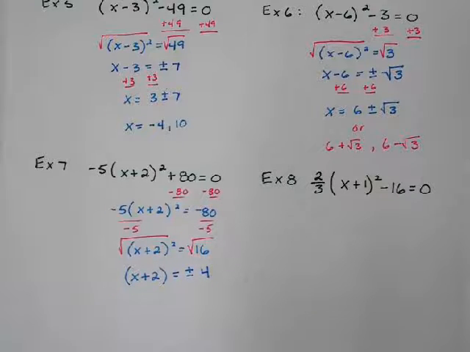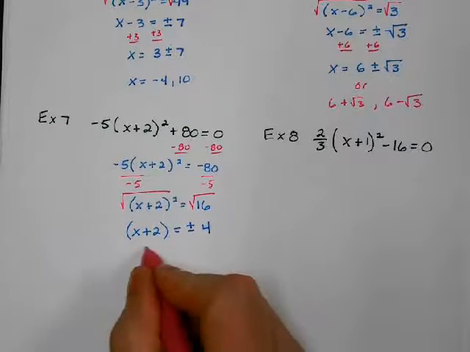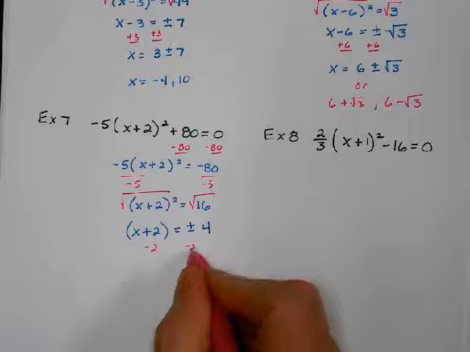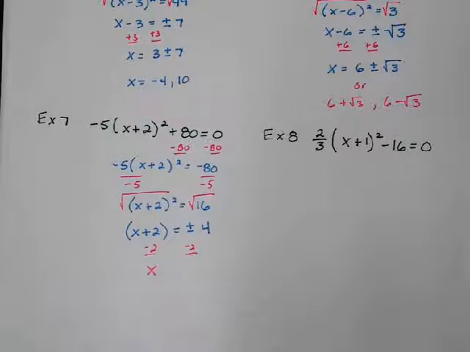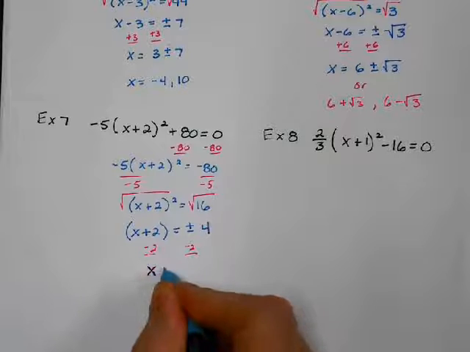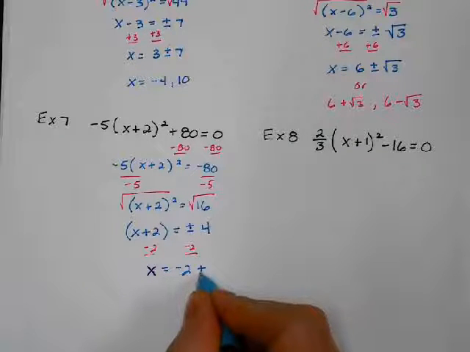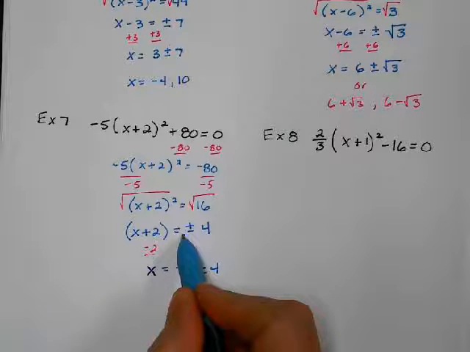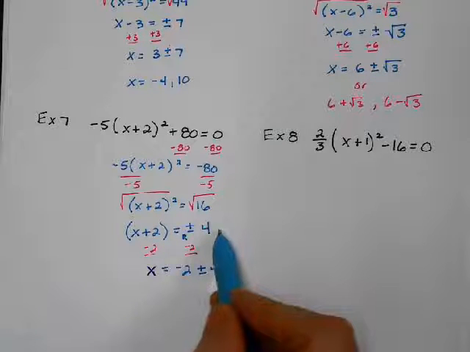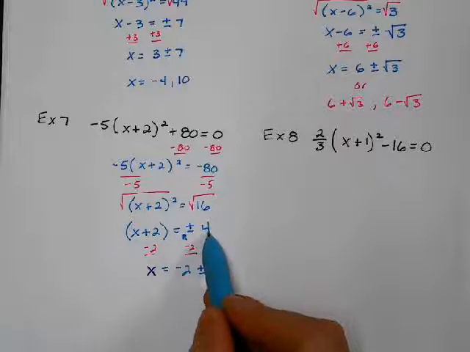Okay, I can subtract 2 from both sides. So I get x equals negative 2 plus or minus 4. You want to put this one in front. I know some of you are going to be tempted to put it in the back, or some of you are going to be tempted to put it between the plus or minus and the 4. Don't do that. It goes in the front. So we've got negative 2 plus or minus 4.